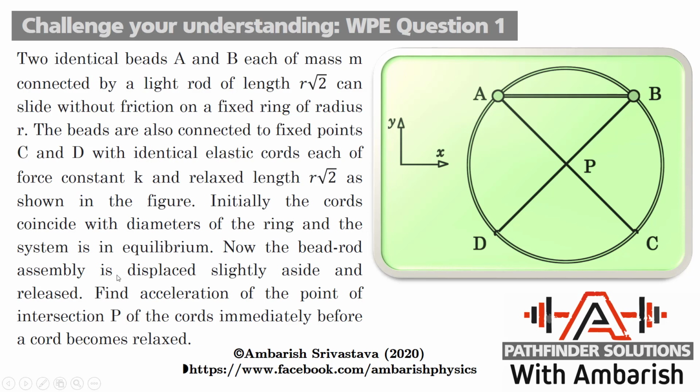Now the bead rod assembly is displaced slightly aside and released. Find acceleration of the point of intersection P of the cords immediately before a cord becomes relaxed.